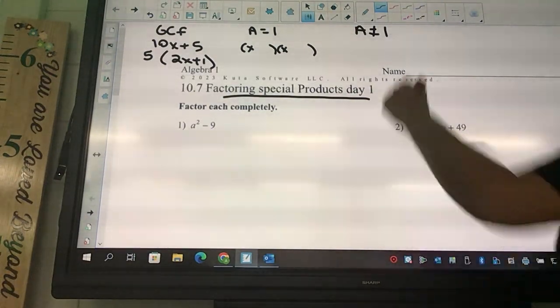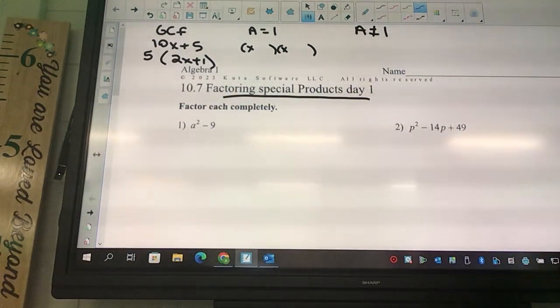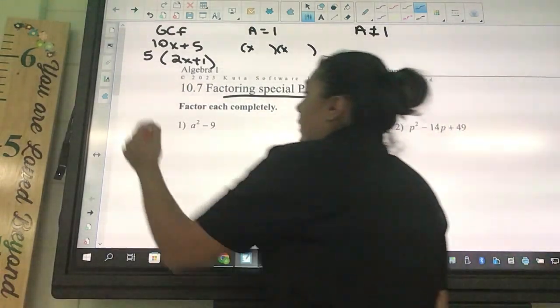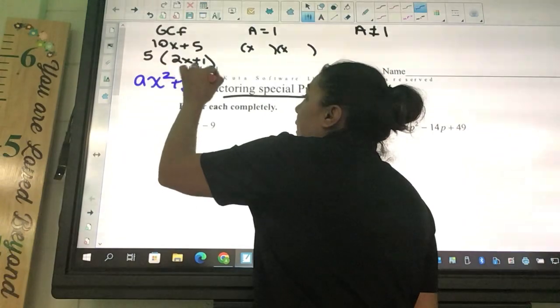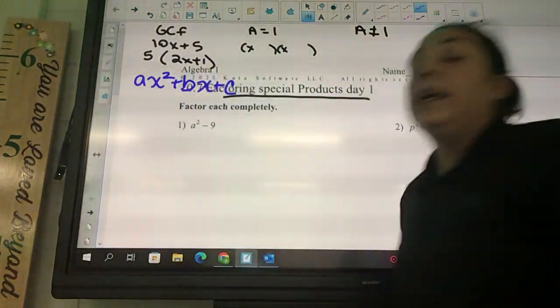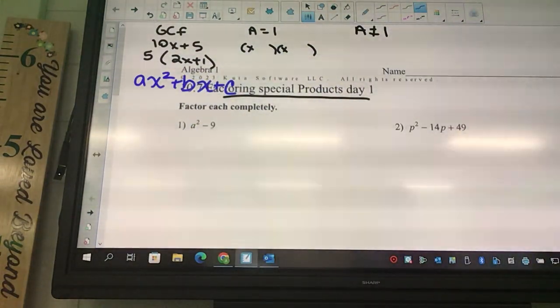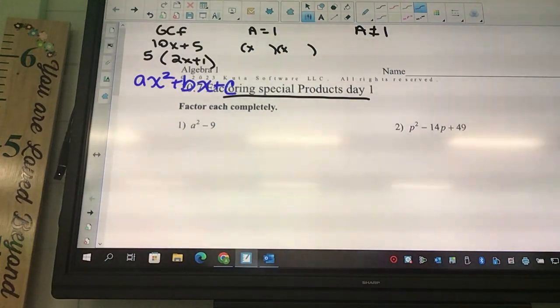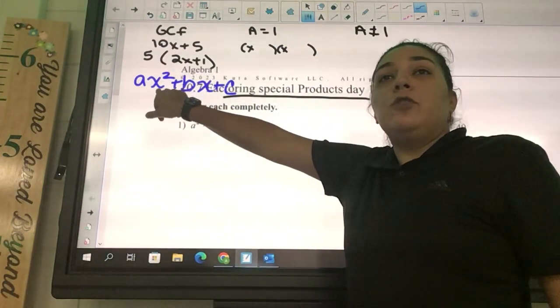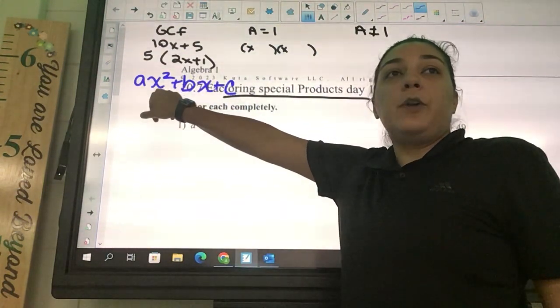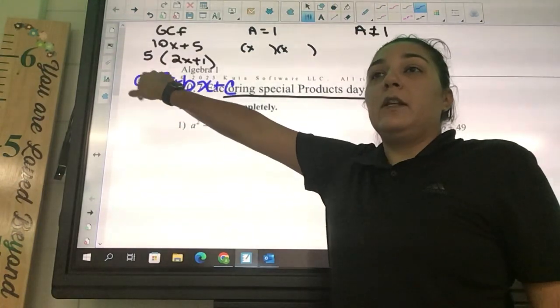Now the one thing we really are going to touch on today, and we already have, is the quadratic form. It goes ax squared plus bx plus c. And I must not have done a good job explaining it last period, because some of you don't get it. So see the x squared? If there's any time you see an a squared, x squared, or whatever, and there's no number in front of it, it's a 1.